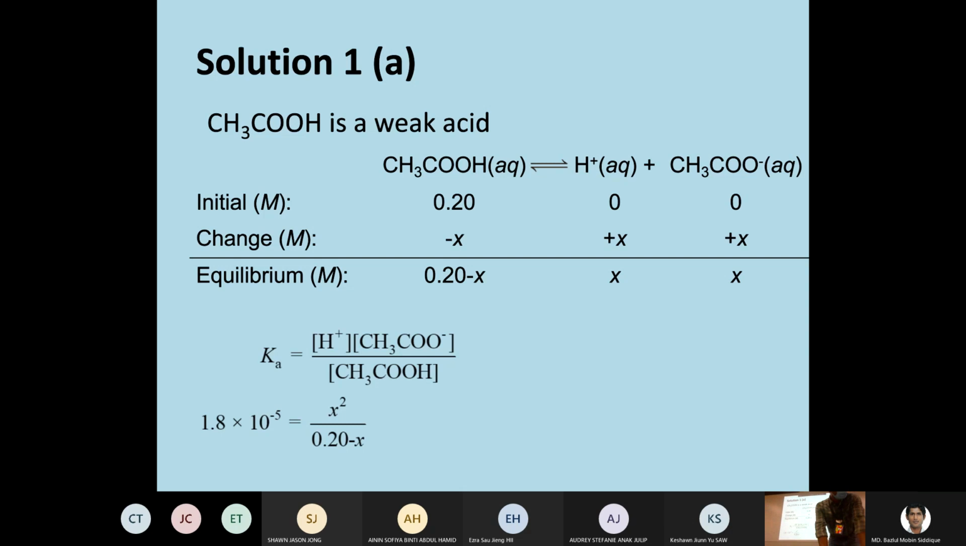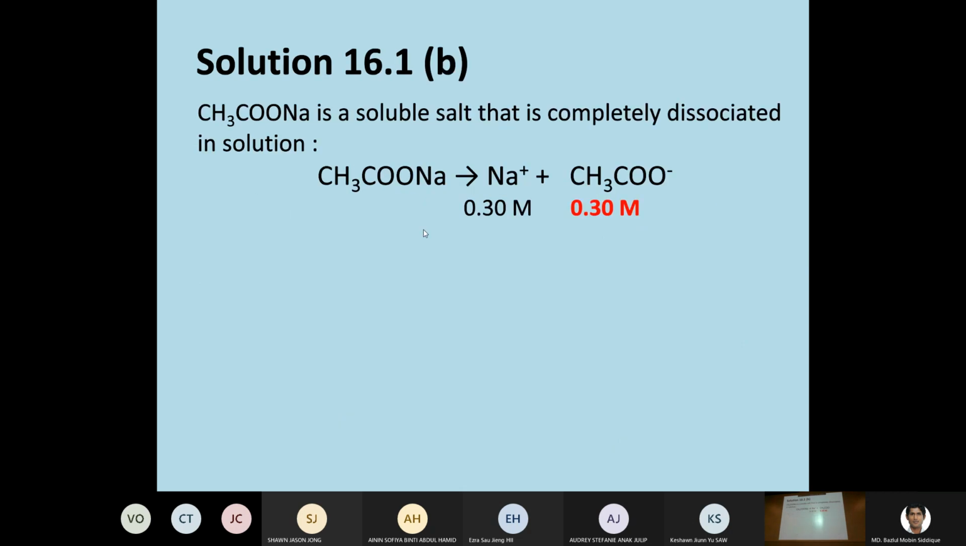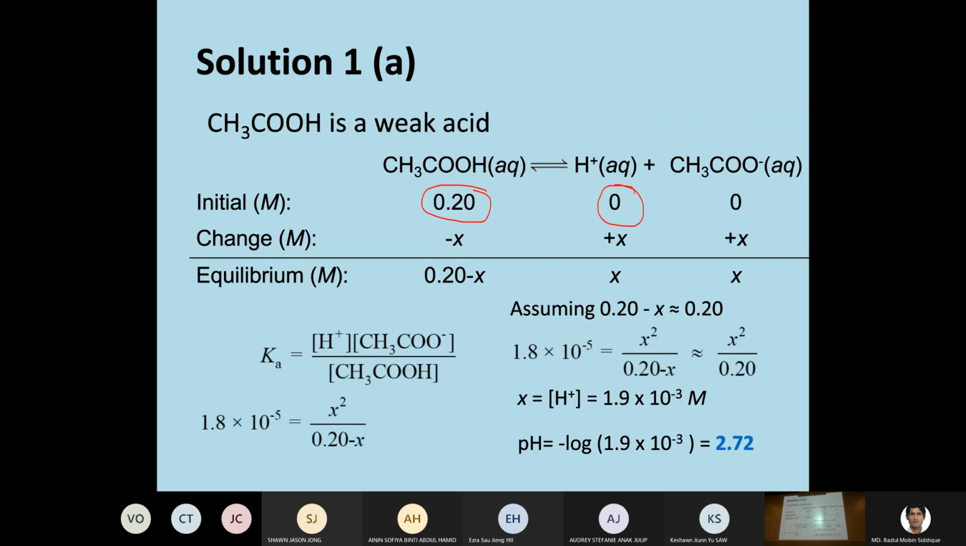Take note here, those of you who are online. Okay, so take note here that at the initial stage we had 0.2 molar, and at the initial stage the hydrogen ion and acetate ion were 0, right? Acetate ion was 0, both cases.